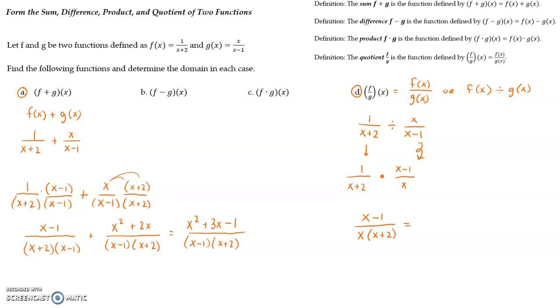Let's distribute that denominator out. That's going to give us x squared plus 2x as our denominator, and x minus 1 in the numerator. So there's our final answer for that one. How about you try part C and submit that with your notes.